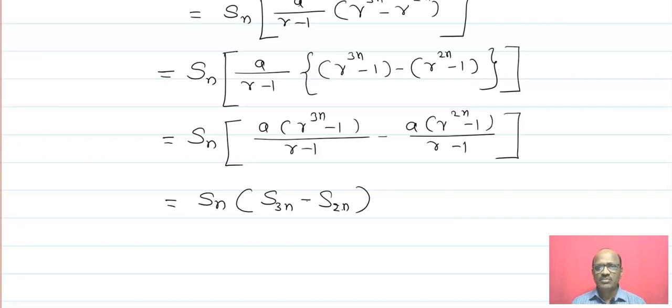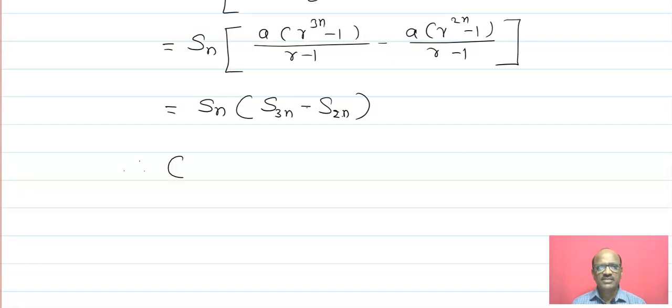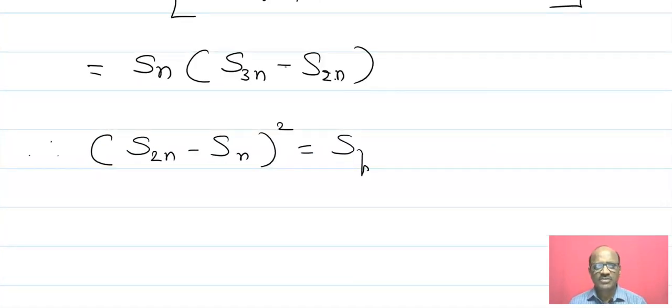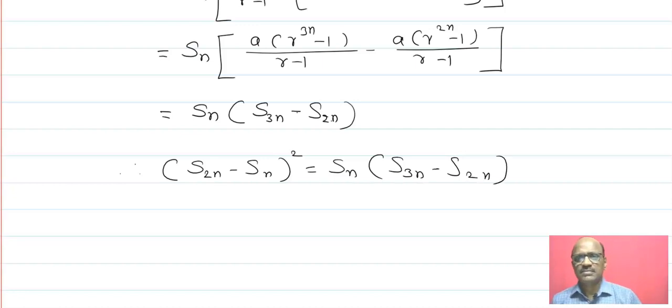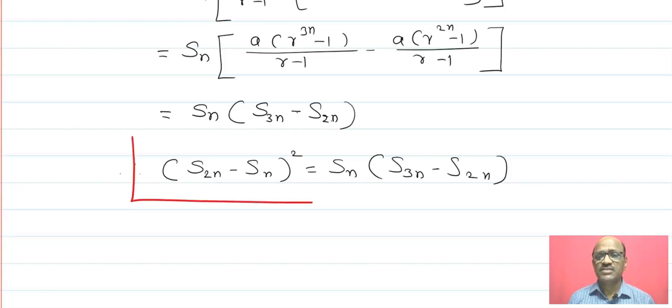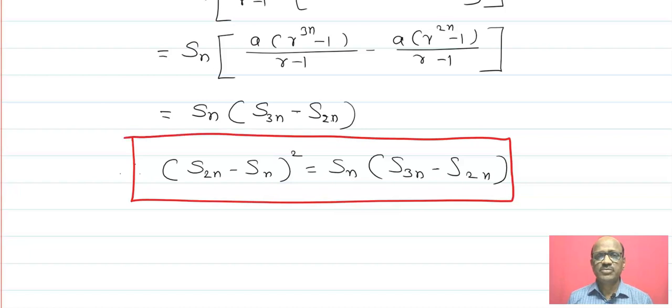Again, the adjustment of these different terms, this type of example is asked in the examination for 4 to 5 marks, because in this type of example too many calculations are there, too much concentration is needed. Therefore, (S2n minus Sn) square is equal to Sn times (S3n minus S2n), and hence it is proved.